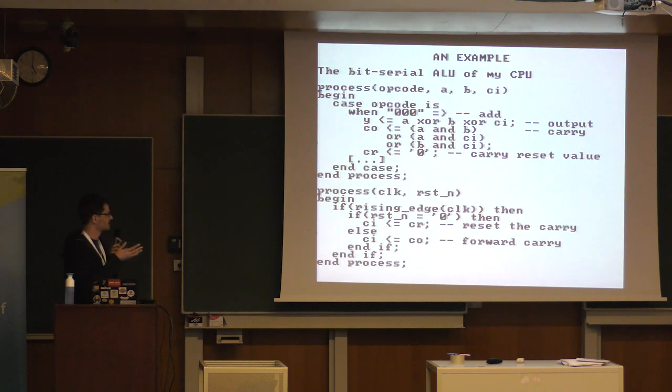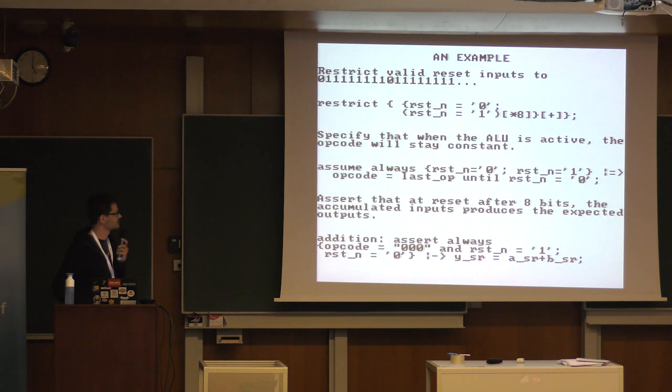And then the second, the sequential process, the clocked process, says: if we're in reset, we set the value to the reset carry. Otherwise, we just copy the carry out to the carry in and go to the next operation, basically. So then you can write a formal code for this. If you don't need to write a whole test bench, you can just put this code in your main file and just run it, which is, I think, neat.